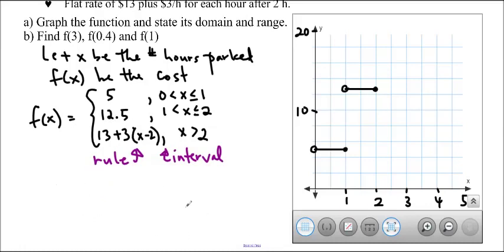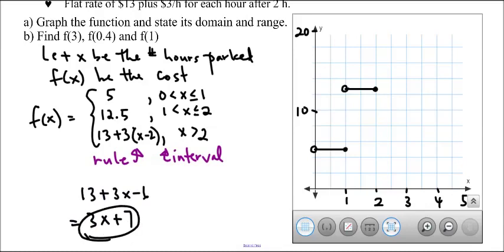So if I'm thinking about this 13 plus 3x minus 2, maybe it's easier just to make it in mx plus b form. So I'll write 13 plus 3x minus 6, which is really 3x plus 7. So I'm going to draw 3x plus 7, and I'm going to erase out the parts that I don't need.